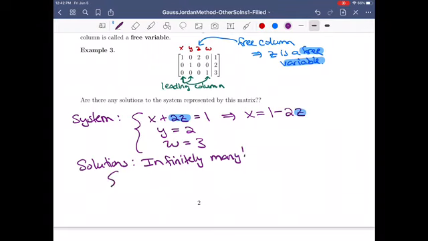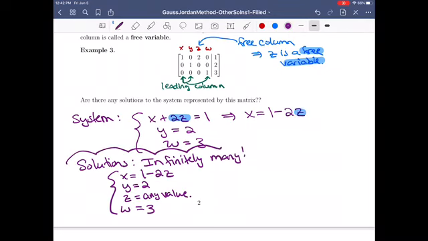And the way that we write them, so whenever you have solutions, you should have each of your variables equal to something. Okay, so here y is 2 and w is 3. Those ones were given. Z is free. So what we write is that z can be any value. Now once we pick z, x has to be 1 minus 2 times whatever z is. Okay, so these are what our solutions look like.